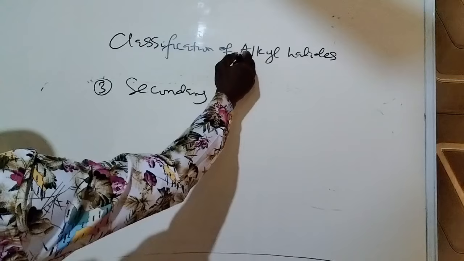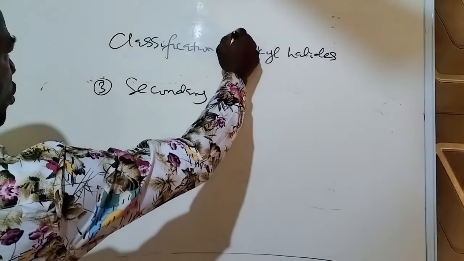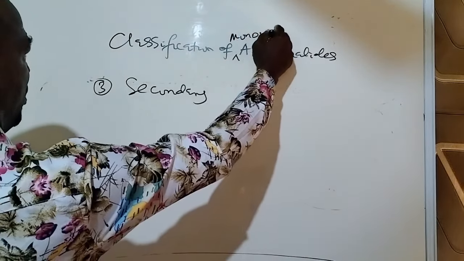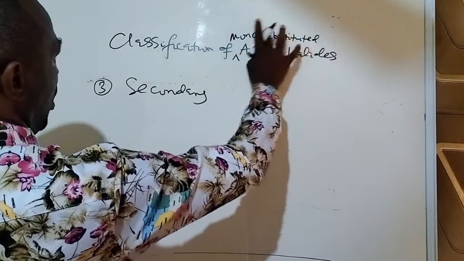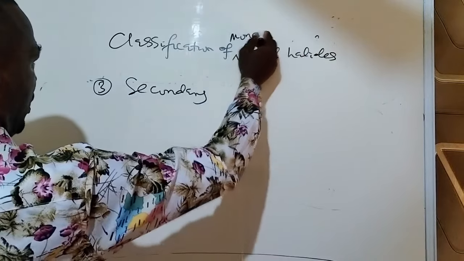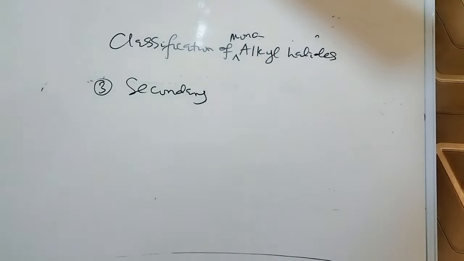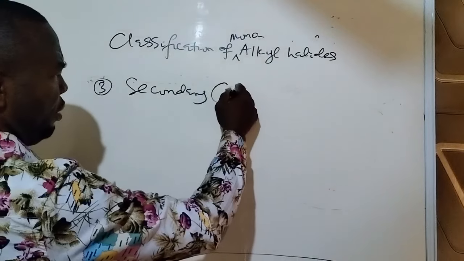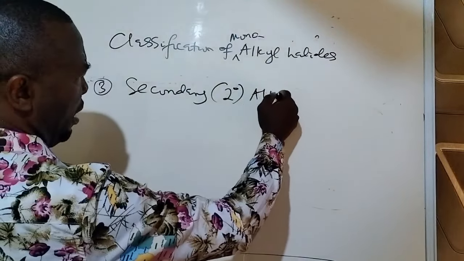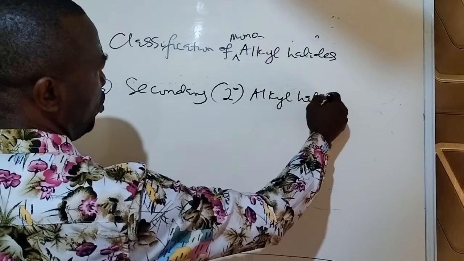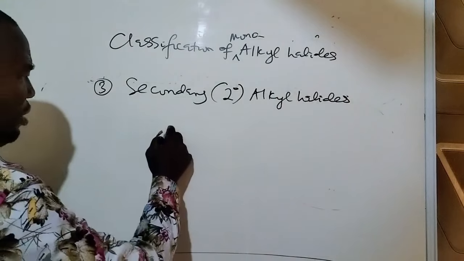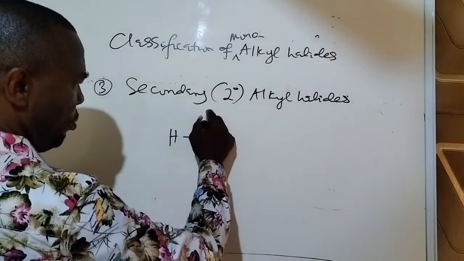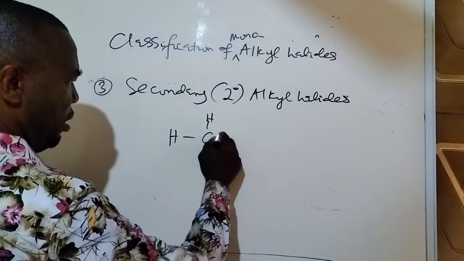So remember, we are clarifying monosubstituted, or let me call it monoalkyl halides. Simple as that. Secondary or 2-degree alkyl halides. So when we have 2-degree alkyl halides, let's go back to the simplest alkyl halide, the methyl halide. The structure, that's the methyl halide.